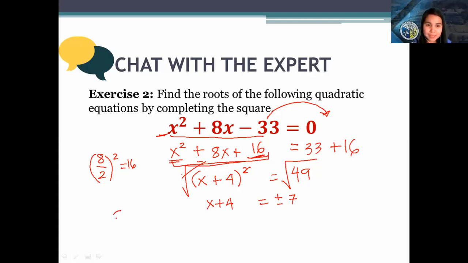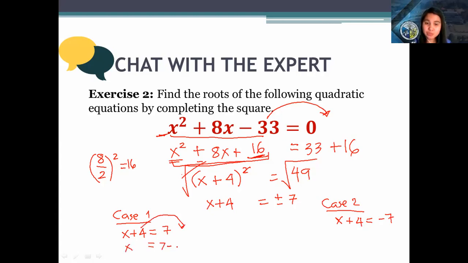So we place here case number 1. In case number 1, we will take the positive 7. In case number 2, we will work with the negative 7. Let's solve for x. Transpose, we have x equals 7 minus 4. So x equals 3.